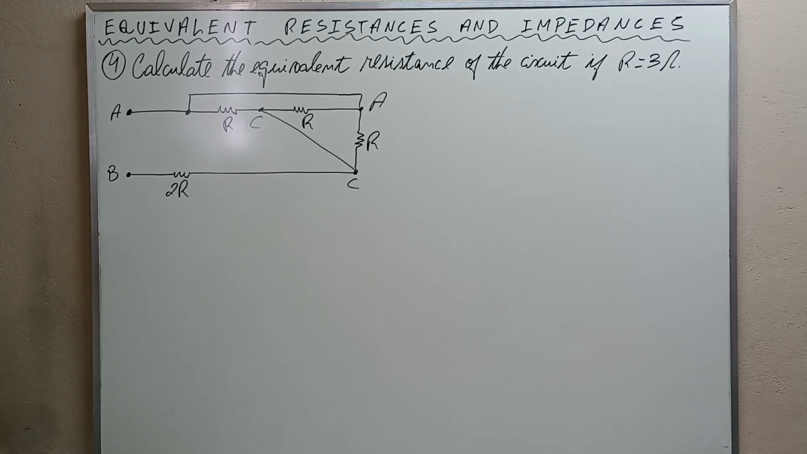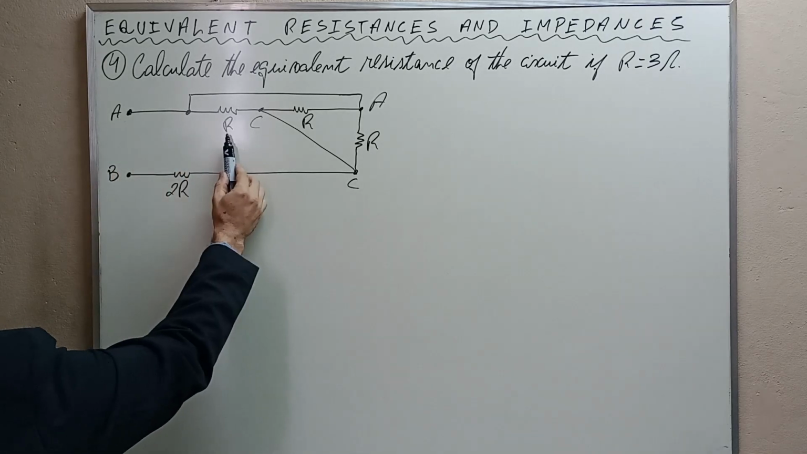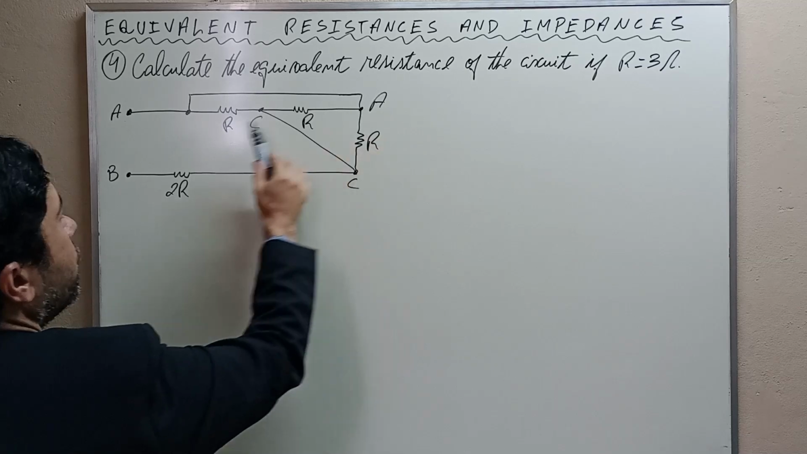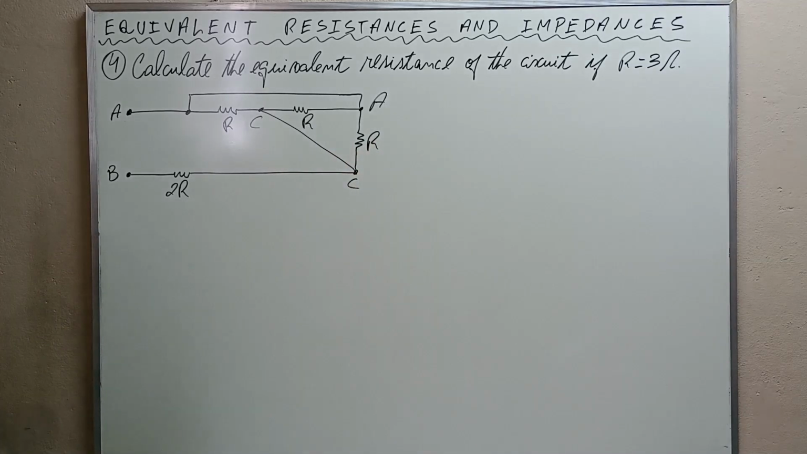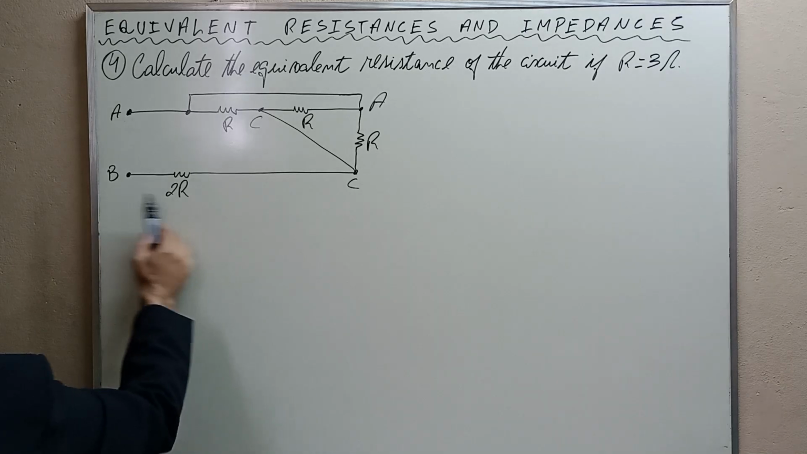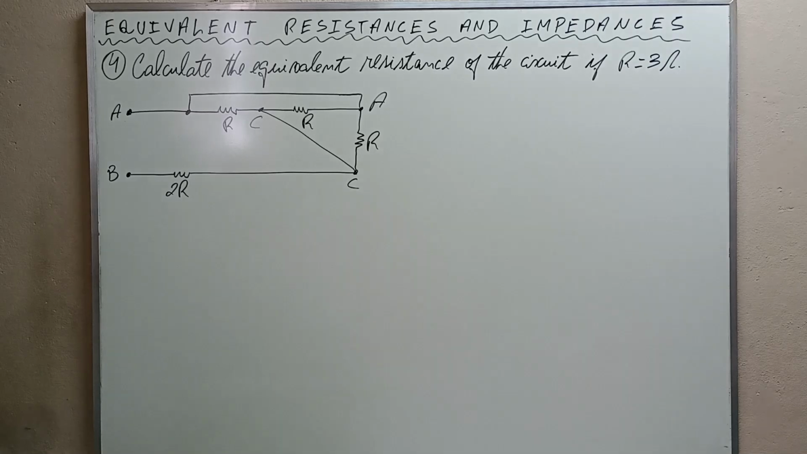Observe that between A and C there is always a resistor R. From A to C there is R. From A to C there is R, and from A to C there is R. And between C and B there is this resistor 2R. In this way, for better visualization, we can remodel the circuit as follows.